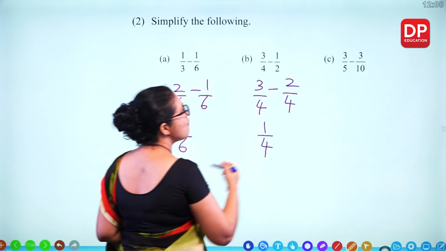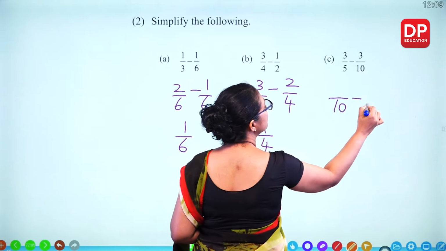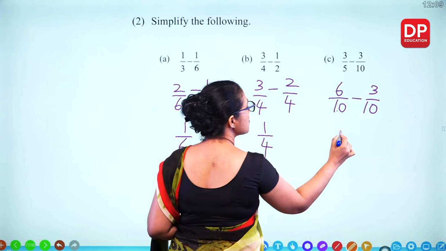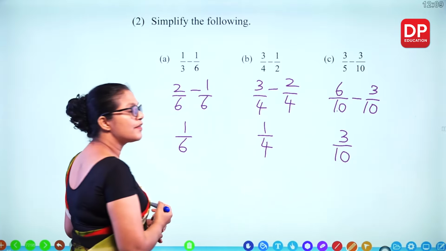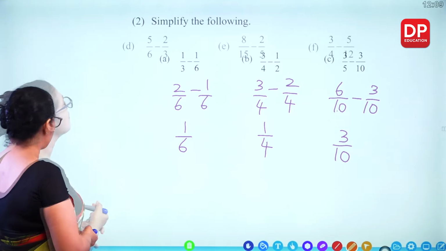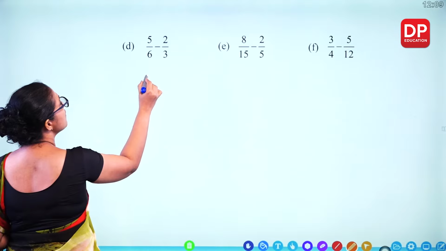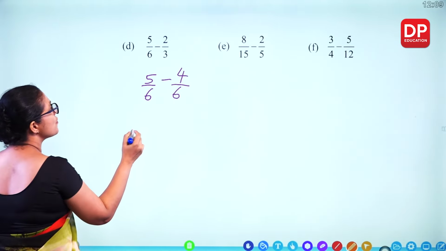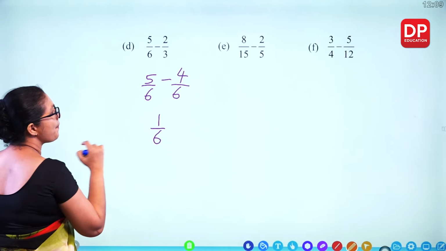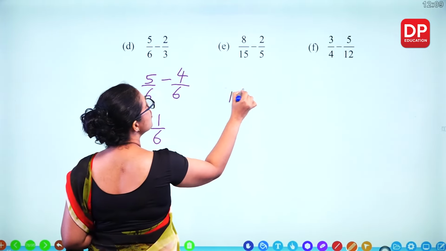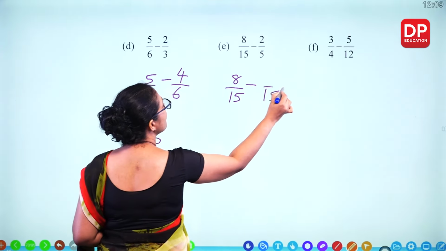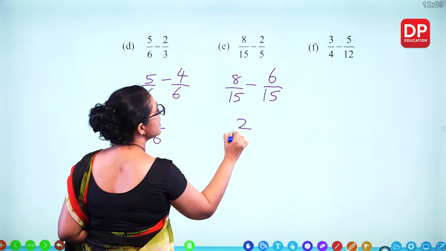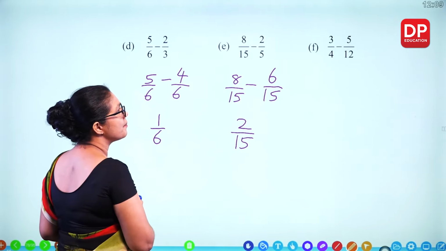1 over 4. 5 and 10, we can convert to 10. Multiply by 2. 2 times 3, 6. 6 minus 3, you get 3. Denominator is not changing. 6 and 3 in the denominator, you can convert to 6. Multiply by 2. 2 times 2, 4. Now subtract 5 minus 4 is 1. 15 and 5, you can convert to 15. 3 times 5, 15. 3 times 2, 6. 8 minus 6, you can get 2 as the numerator.